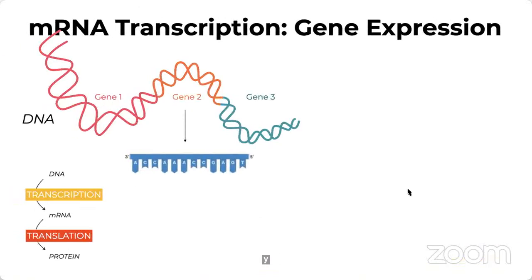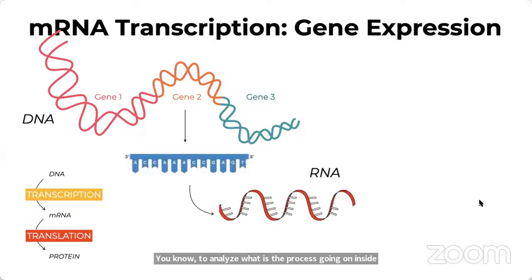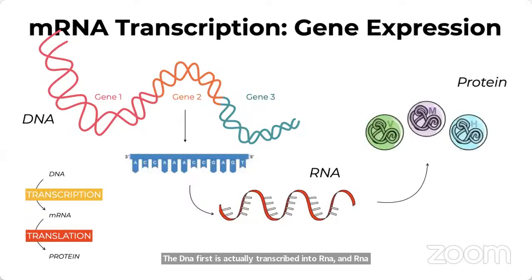So another example of such omics data is transcriptomics data, which represents the mRNA expression in a cell to analyze what processes are going on inside the cell by observing active transcription of protein coding genes. The DNA is first transcribed into RNA, and RNA is translated into protein inside the cell, as we generally know.